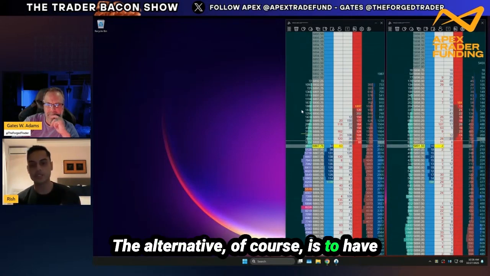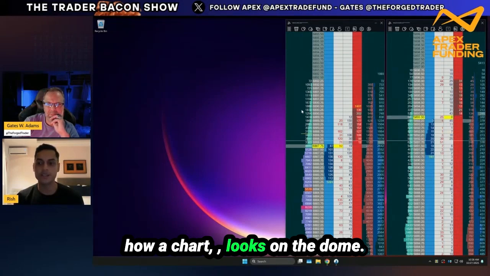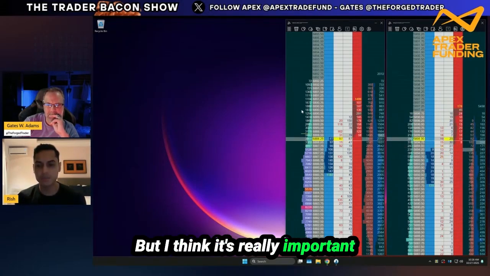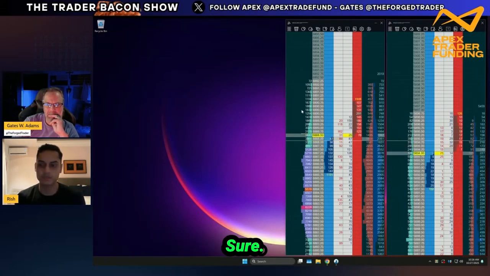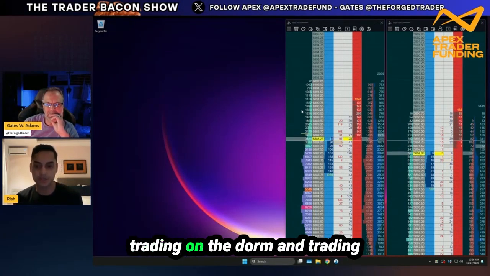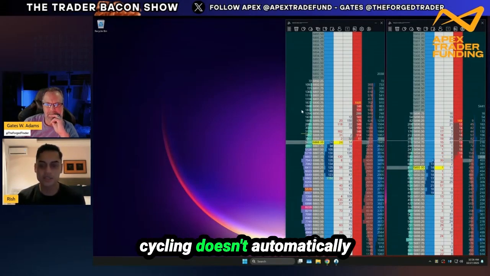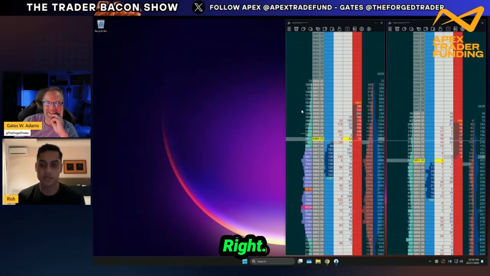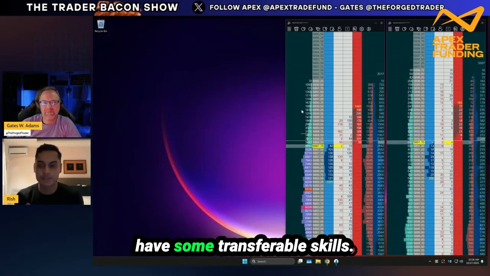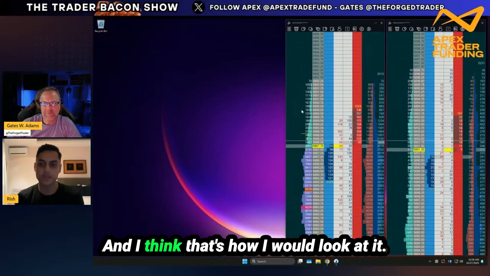The alternative, of course, is to have a chart up next to you and just watch how a chart looks on the DOM. But I think it's really important to develop one skill at a time. I think about trading on the DOM and trading on a chart as two different sports. Someone who's great at cycling doesn't automatically become great at running. They are both cardiovascular training, so to some degree you have some transferable skills, but they're not the same. And I think that's how I would look at it.